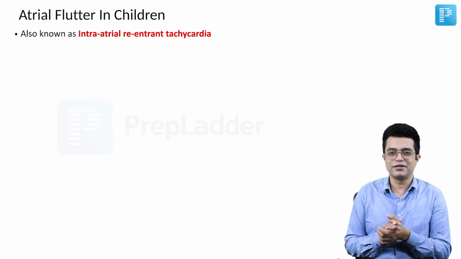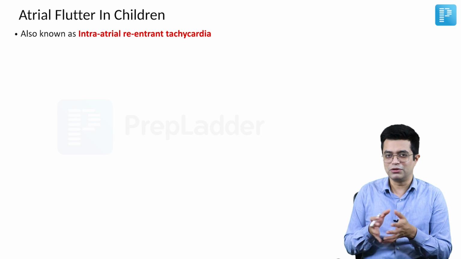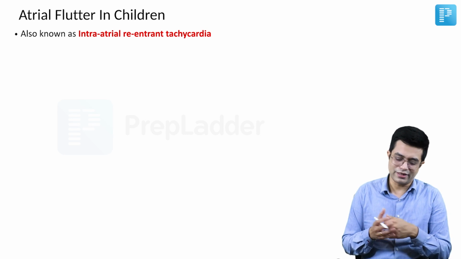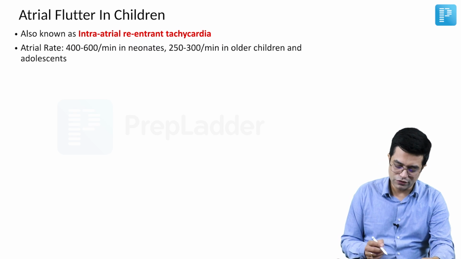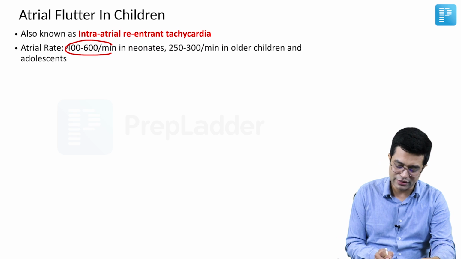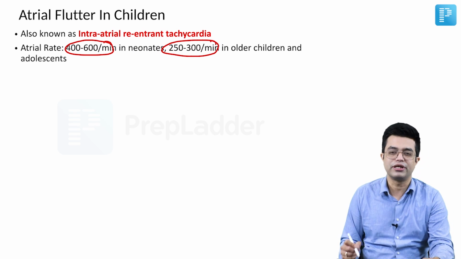So if, instead of flutter, they mention this statement, this word, don't get confused. They are referring to atrial flutter only. What is the heart rate in atrial flutter? In case of newborns, it is 400 to 600 per minute is the atrial rate, and 250 to 300 per minute in older children and adolescents.